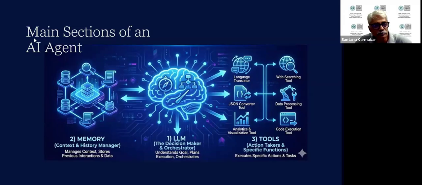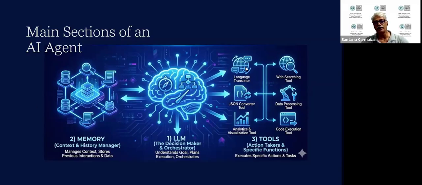Now, let us look at this diagram. Here, what is happening? It is a kind of diagram which shows what is normally there in an agent. There is a main decision-making component, the LLM, which acts as the brain, understands the goal, plans, executes, and orchestrates. You have already seen that I have been giving prompts to ChatGPT and it was executing my prompt and doing a lot of things. But it was only responding to the prompt. Here, in an agent, you can attach tools.